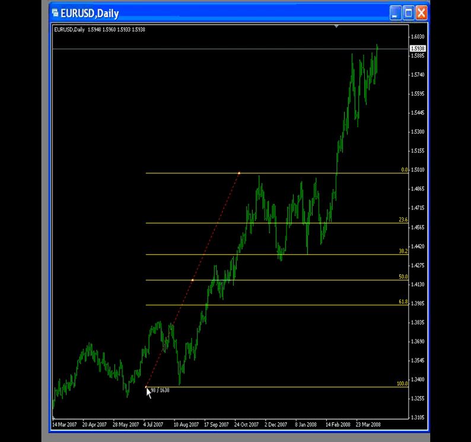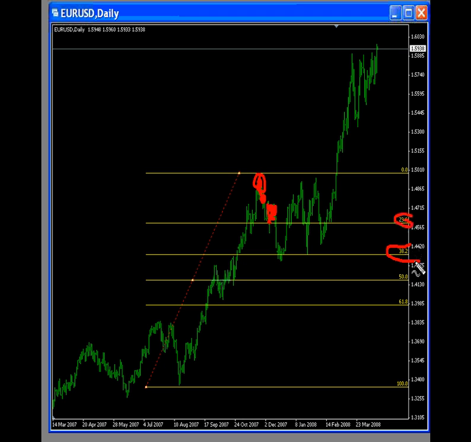So let's say we kept it at this most recent one. Well, after this top forms here, we don't know that this is a swing high until we get to about here. By the time it reaches a 23.6, that's pretty much when I would identify this as a swing high. So I don't really use that level much.